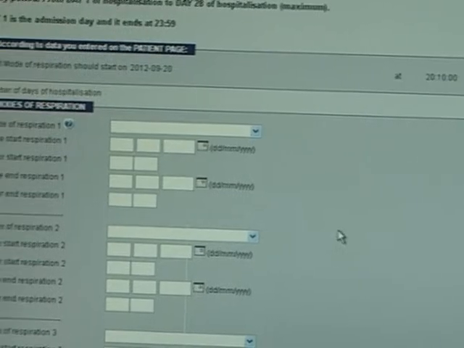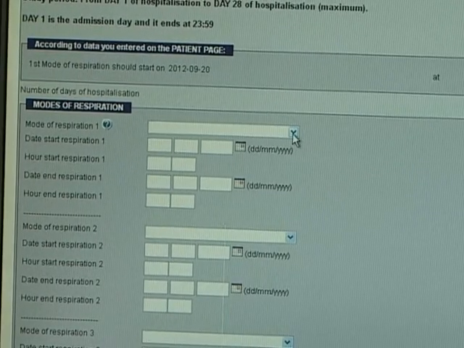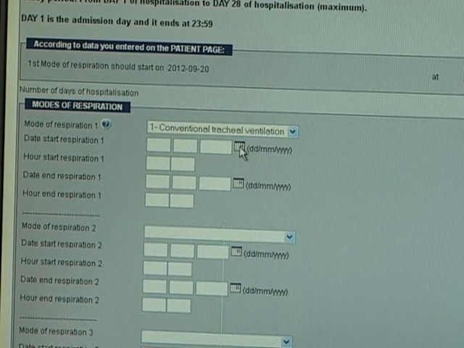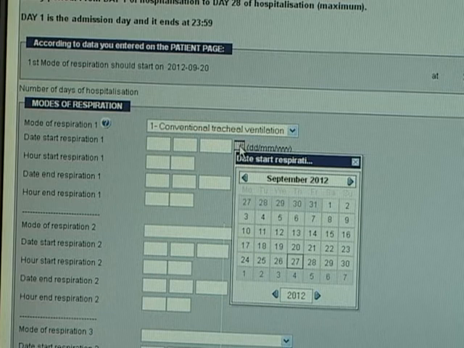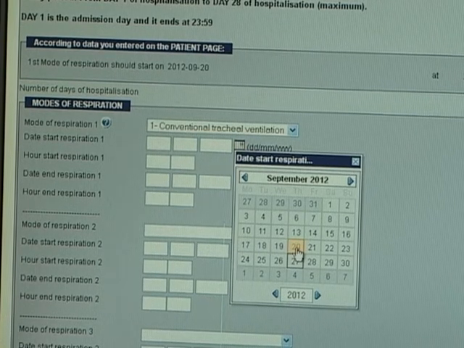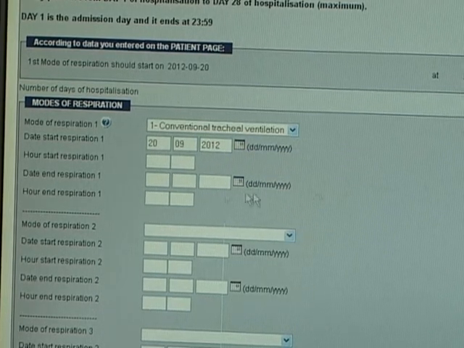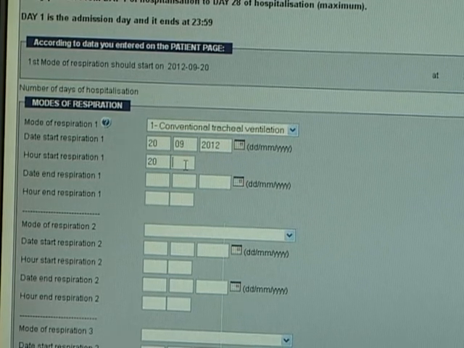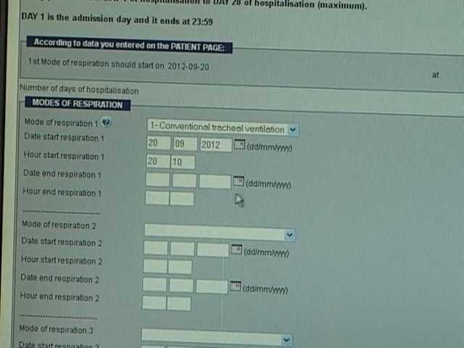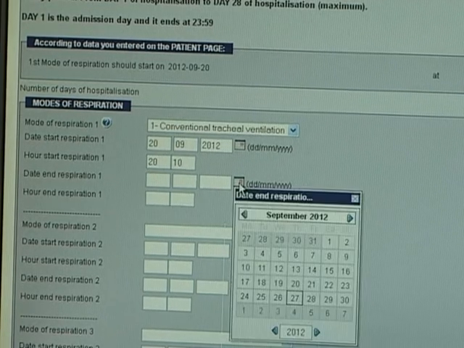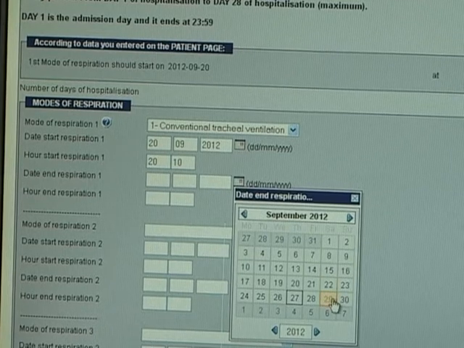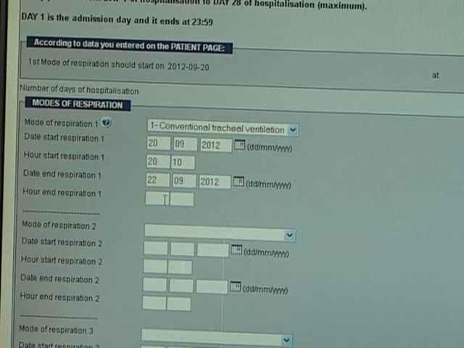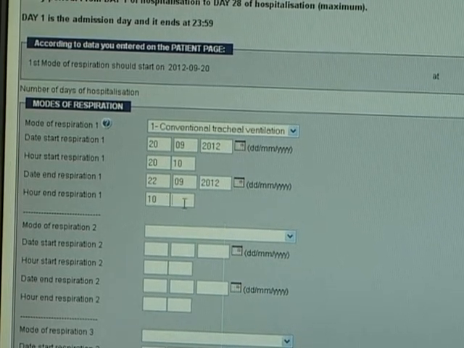So this patient entered the NICU with conventional tracheal ventilation, and this was from the very beginning. So it is the same day as the entry. For the unit, it is the moment the patient entered the unit. And let's say that this patient was ventilated for 2 days, until the 22nd, and it ended at 10.